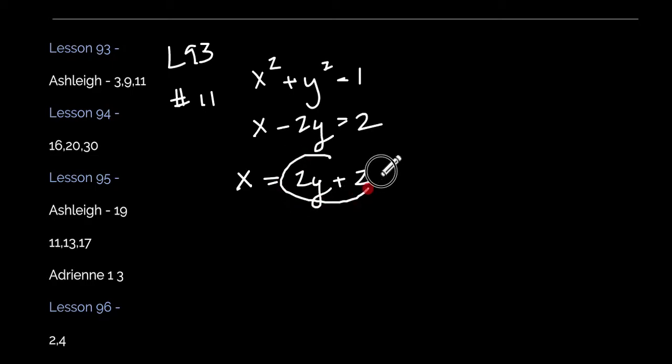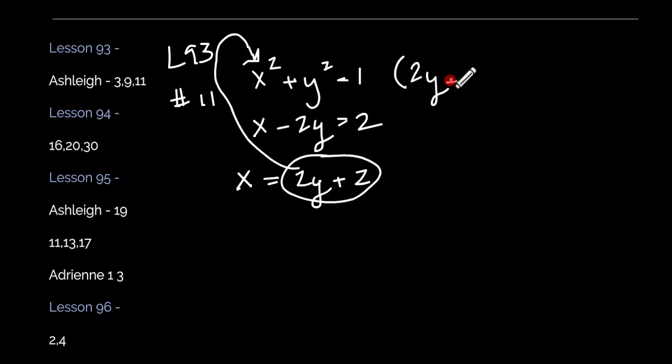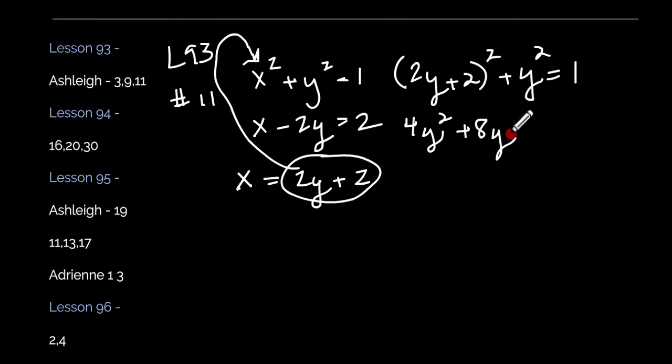I'm going to solve it for one of the variables. x is the easiest one to solve for, and I'm going to plug it in where the x is. So we are going to get (2y plus 2) squared plus y squared equals 1. I'm going to do the mature way of foiling this. So 4y squared, multiply 2y times 2, you get 4y, then take that times 2, so we're going to get 8y, plus 4 plus y squared equals 1.